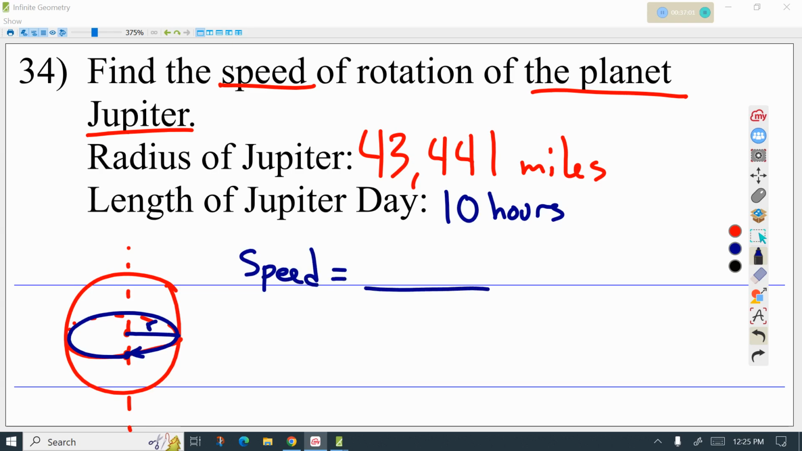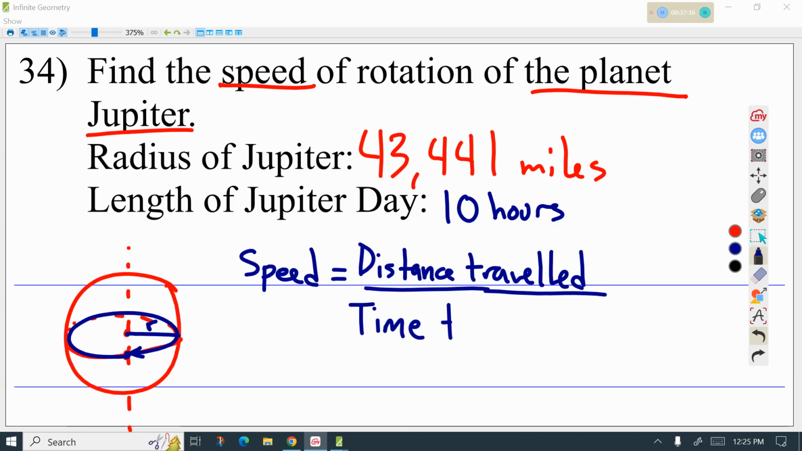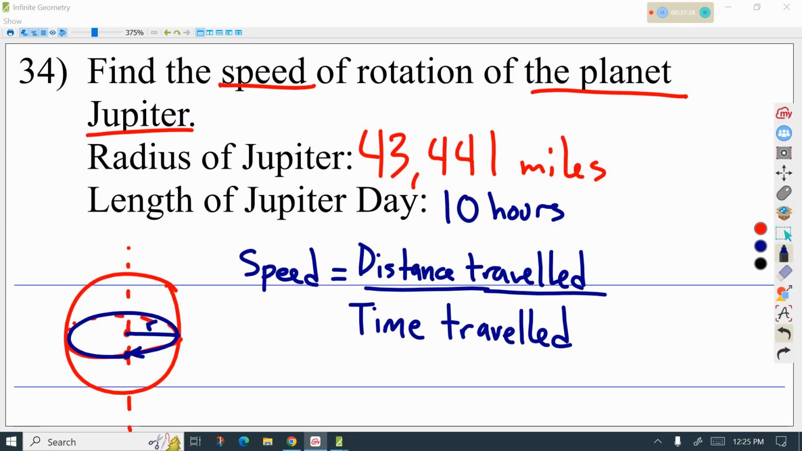Speed, we'll say, is equal to distance traveled divided by the time that it took to travel that distance. So I'll abbreviate that with distance traveled over time traveled. So the next thing that we have to think about is, what is that distance and what's the time?